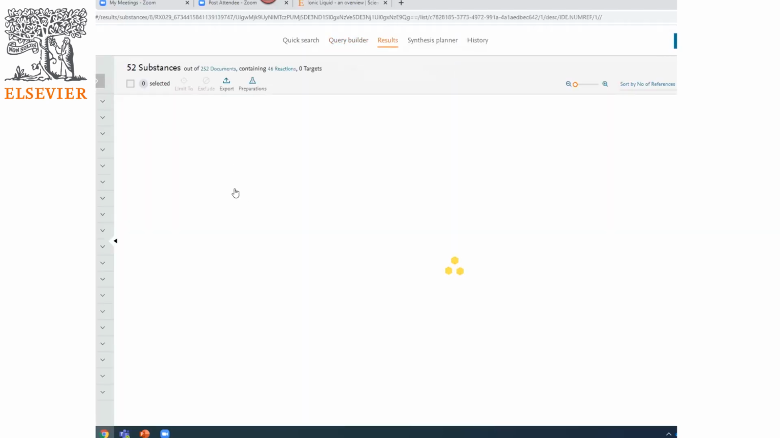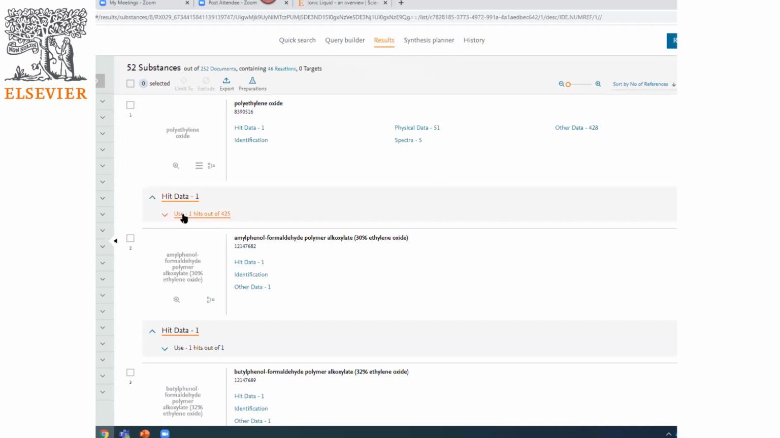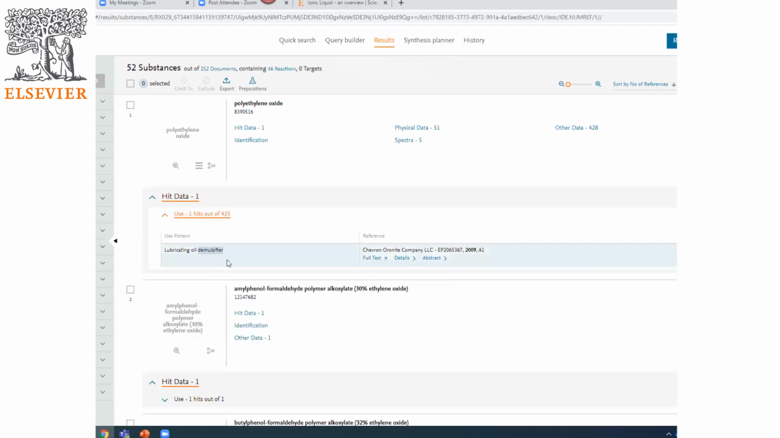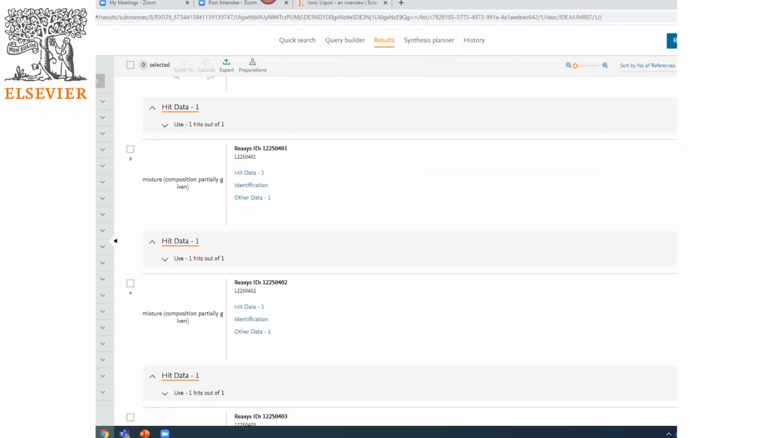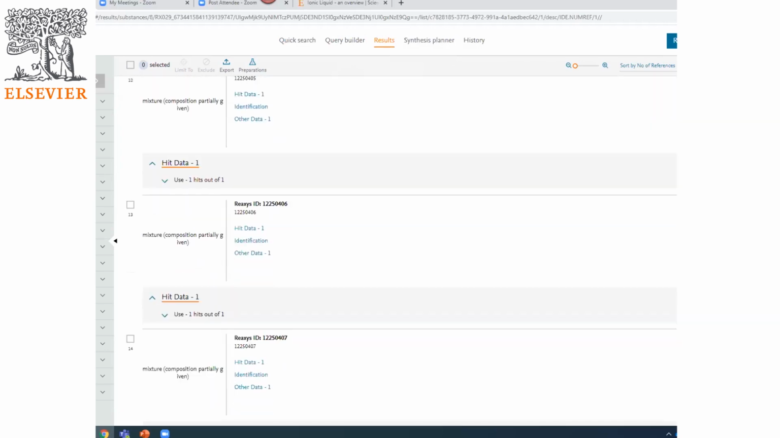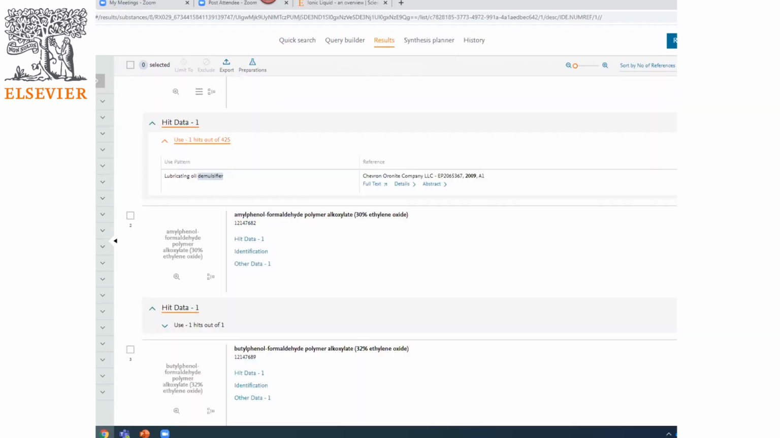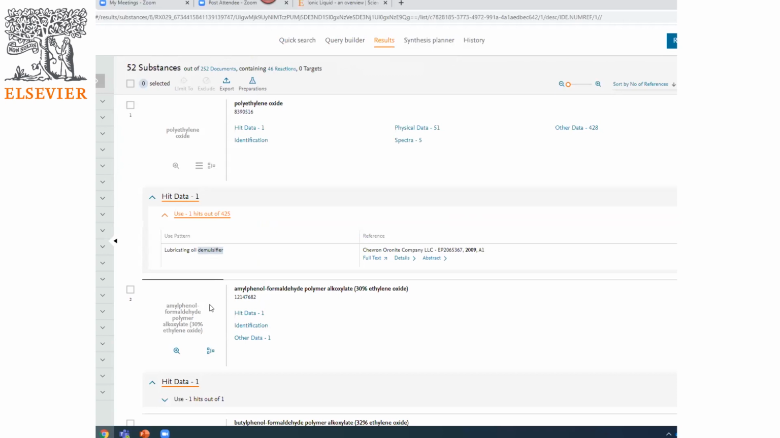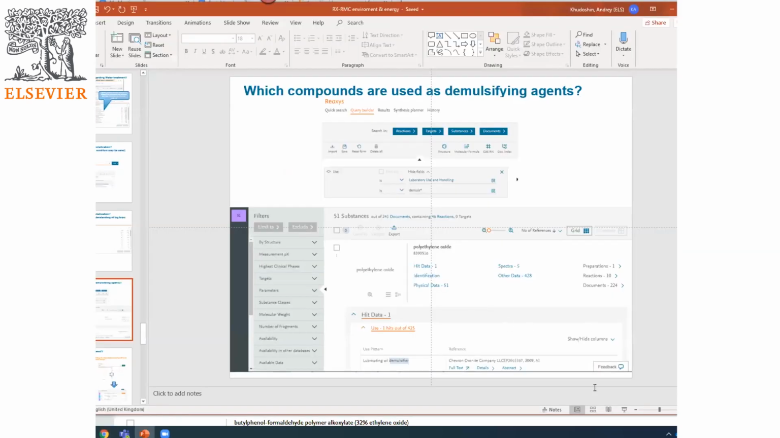So with this, you can find a substance which is explained and described as a demulsifier. This one is a lubricant oil demulsifier. As you see, often mixtures or even polymer compounds are used as demulsifiers, and Reaxys covers the data as well.